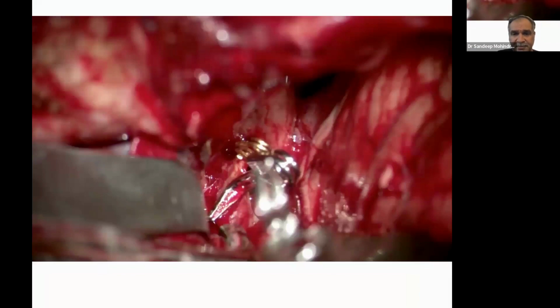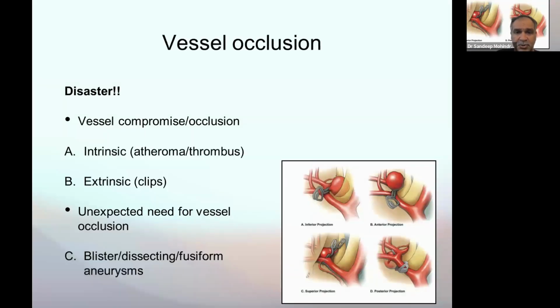I'll just skip it. So vessel occlusion, the third complication: the parent vessel gets occluded and completely compromised. That is because of the atheroma, the thrombus, or the clips we have applied, which have taken up the complete parent vessel. Unexpected need for vessel occlusion has happened sometimes, or if there is a fusiform or a blister aneurysm and we are trying to clip it, and the clip moves onto the parent vessel.